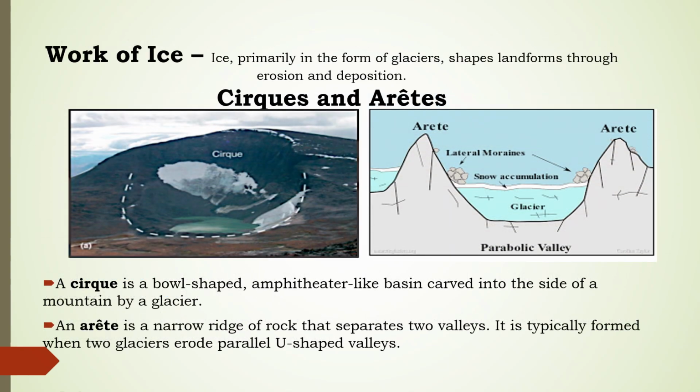Ice, primarily in the form of glaciers, shapes landforms through erosion and deposition. A cirque is a bowl-shaped, amphitheater-like basin carved into the side of a mountain by a glacier. An arete is a narrow ridge of rocks that separates two valleys. It is typically formed when two glaciers erode parallel U-shaped valleys.